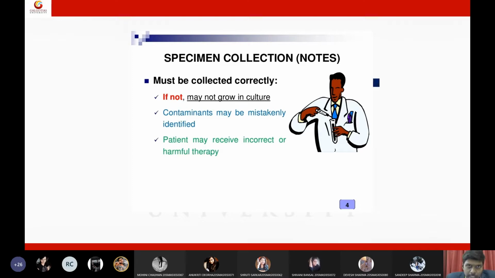So specimens should be collected properly and must be collected correctly. If you are not collecting properly, then contaminants can grow in the specimen, and specimen will be mistakenly identified, and patient may receive incorrect report and improper or harmful treatment. So labeling of specimen is also very important.